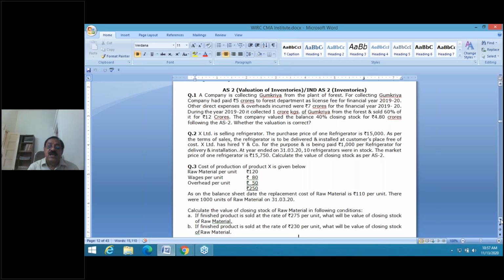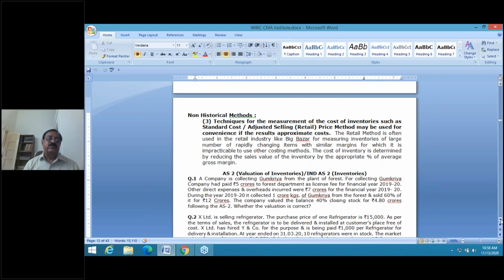So, friend, we have seen agriculture produce valuation and forest products which are spontaneously growing, so you cannot measure it at cost, so obviously they have to be valued at NRV. So this is not to be valued at cost, these are to be valued at NRV. Okay, so the normal rules of measurement of inventories are not covered under this. So this is one, gum kriya. Gum kriya is a plantation, okay, so it is a forest product. So it is out of the scope of AS 2.